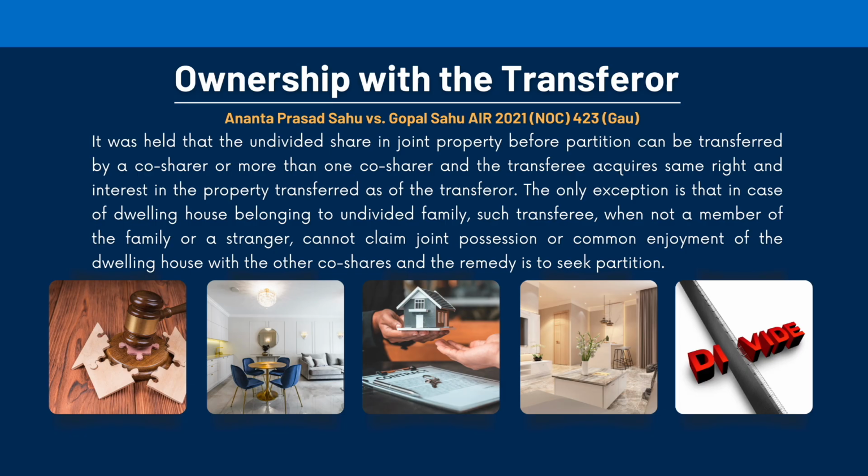The only exception is, as we discussed earlier, in the case of a dwelling house belonging to an undivided family. Such a transferee, when not a member of the family or who is a stranger, cannot, as we discussed earlier, claim joint possession or common enjoyment of the dwelling house with other co-sharers, and the only remedy is to seek a partition.